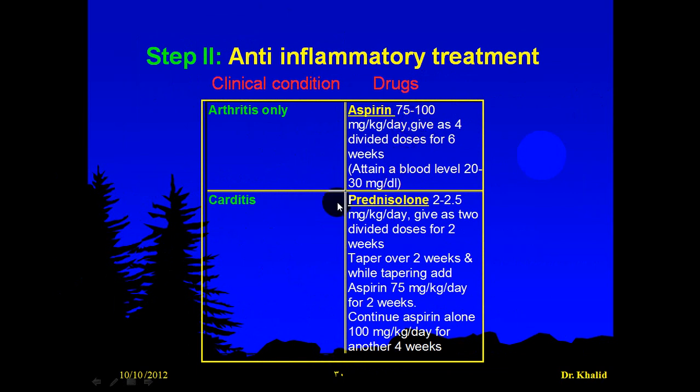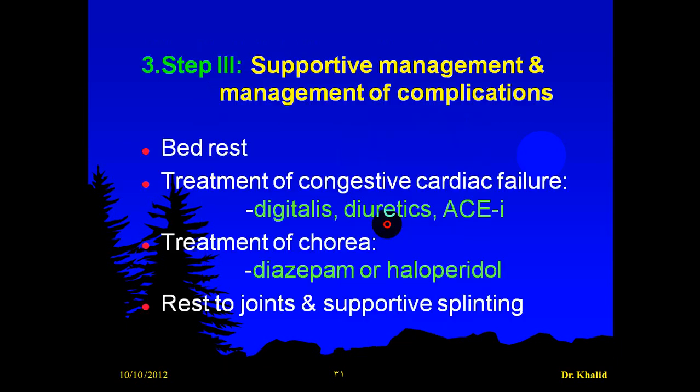Otherwise, reduce it to 75 to 50 after 2 weeks of the 75 to 100. In carditis, we use aspirin with the addition of prednisolone, our role, 2 to 0.5 milligram per kg, given as divided doses for 2 weeks. Then taper over 2 weeks. During tapering, add aspirin 75 milligram for 2 weeks and continue aspirin alone for 4 weeks.